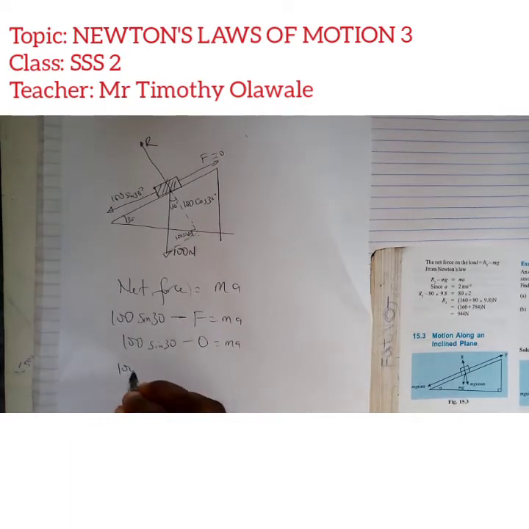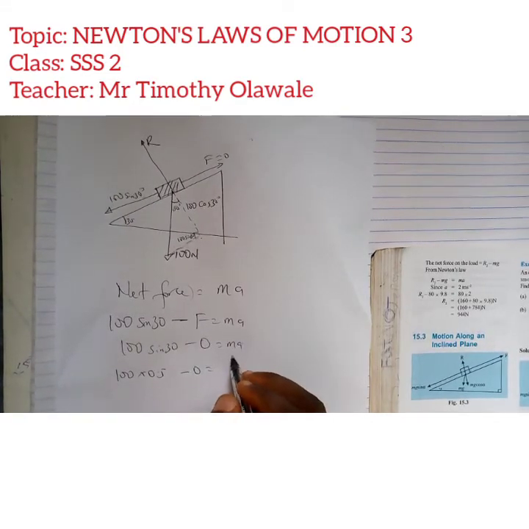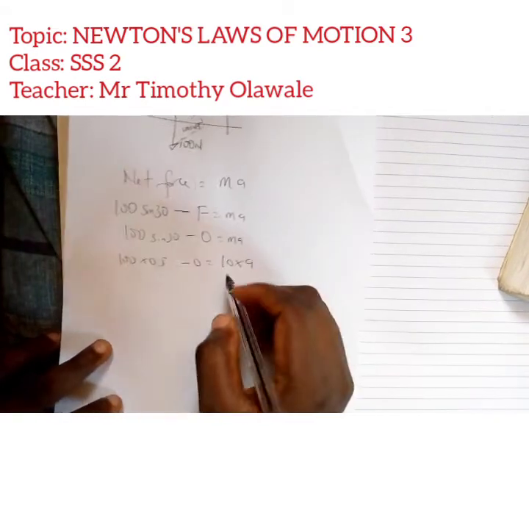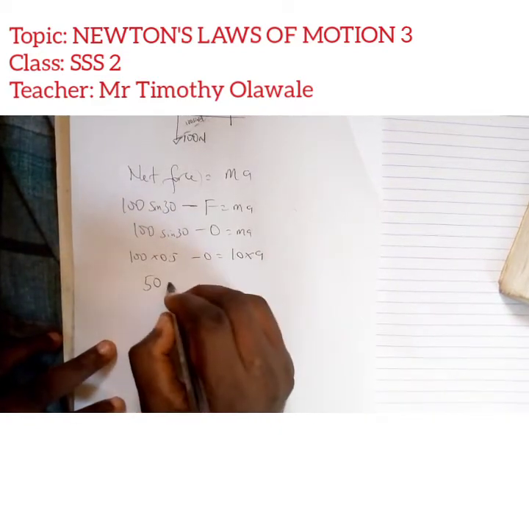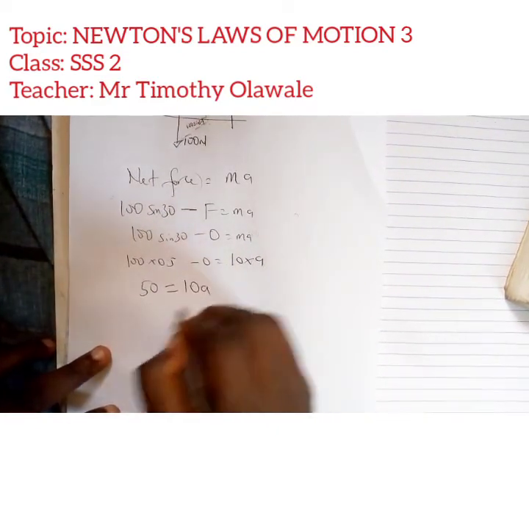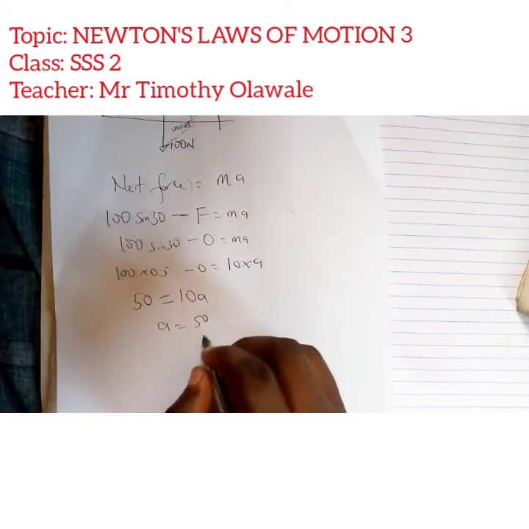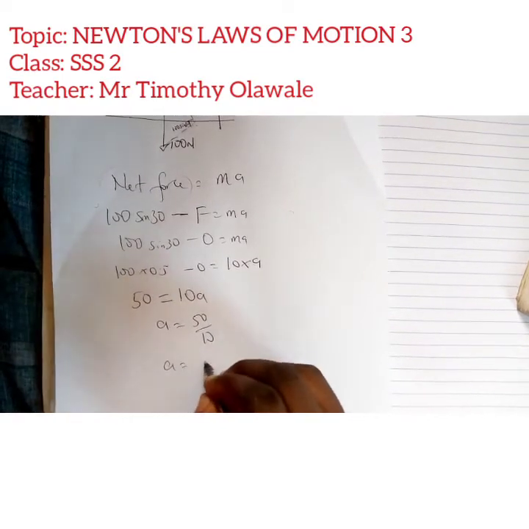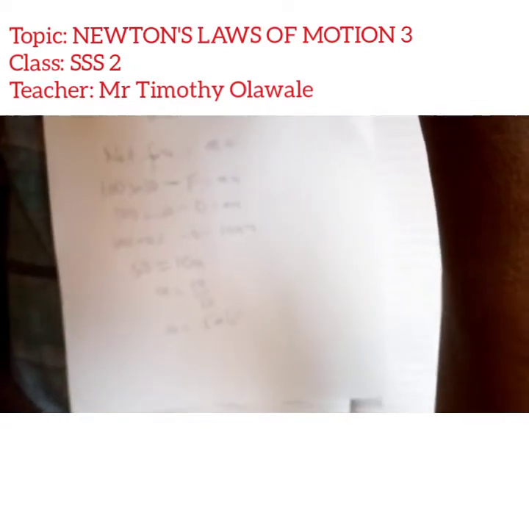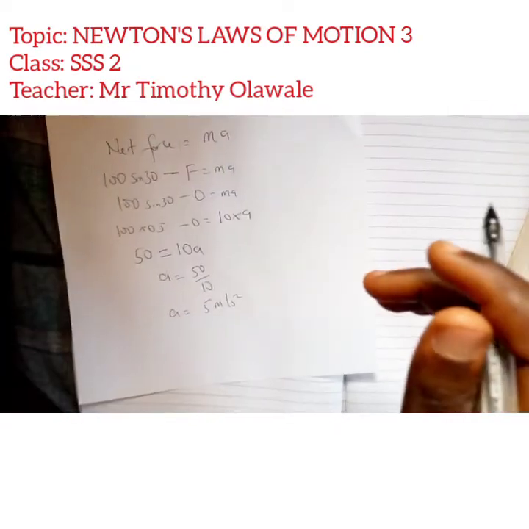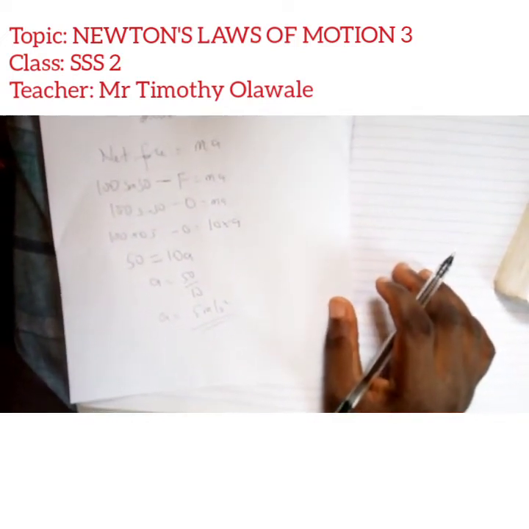What's our sine 30? Sine 30 is 0.5. What's our m? Our m is the mass, which is 10, times a. So we have 100 times 0.5, which is 50, minus 0, that's gone, equals 10a. So a equals 50 over 10, a equals 5 meters per second squared. Is that clear? So that's the acceleration.